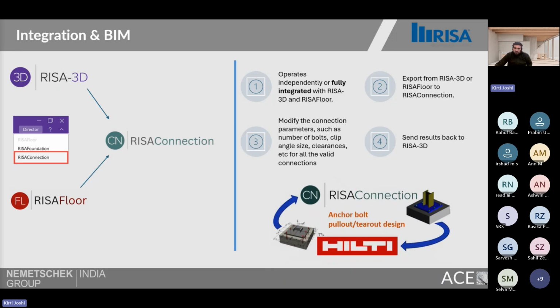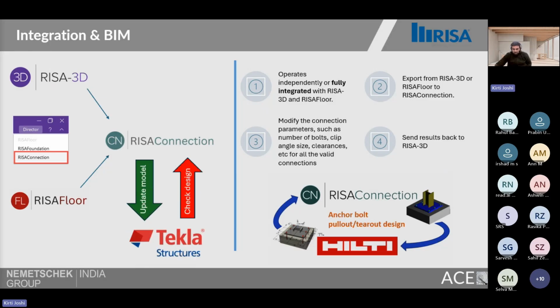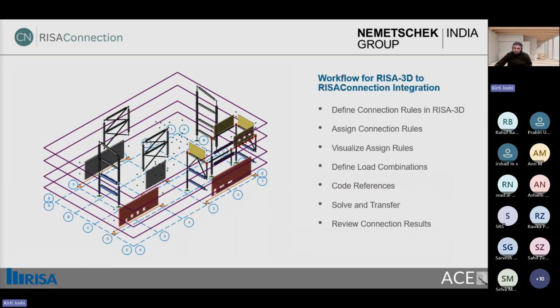Next, RISA Connection includes the integration with Hilti Profis, like you see on the screen below. It is for the anchorage design, meaning on the anchor bolt side, it supports the pull-out and the tear-out design in collaboration with the Hilti software. Also, it integrates with partner software packages like Tekla Structures for the design and detailing of the steel connections. We will have a look at how the workflow works in the upcoming slide.